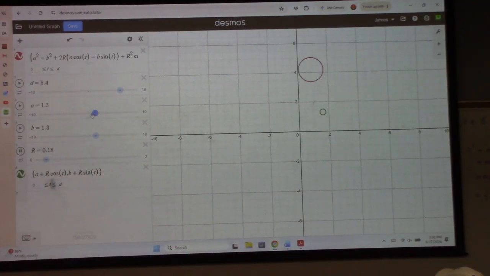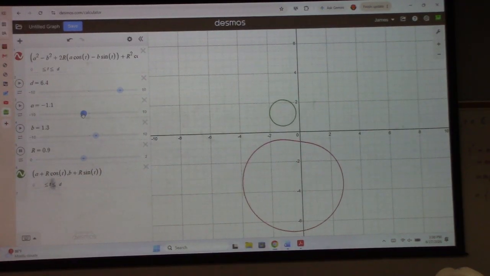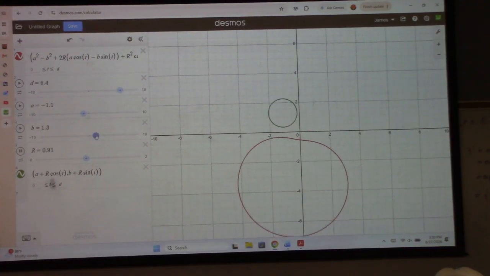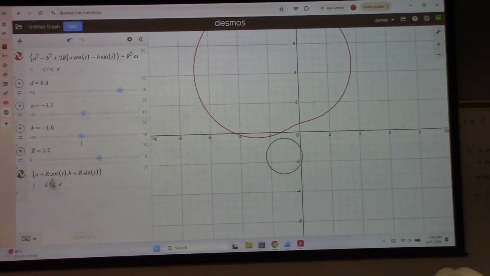So let me try to move. It just stops being a circle. It's not even a circle. And it becomes other things. As to what exactly is happening here, I don't know.